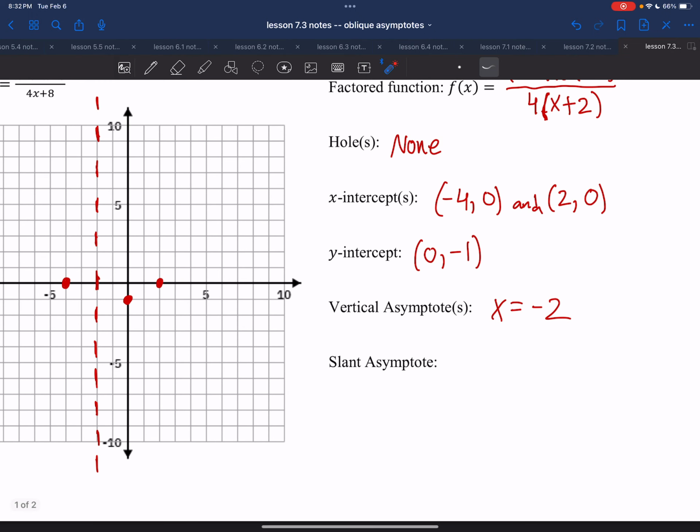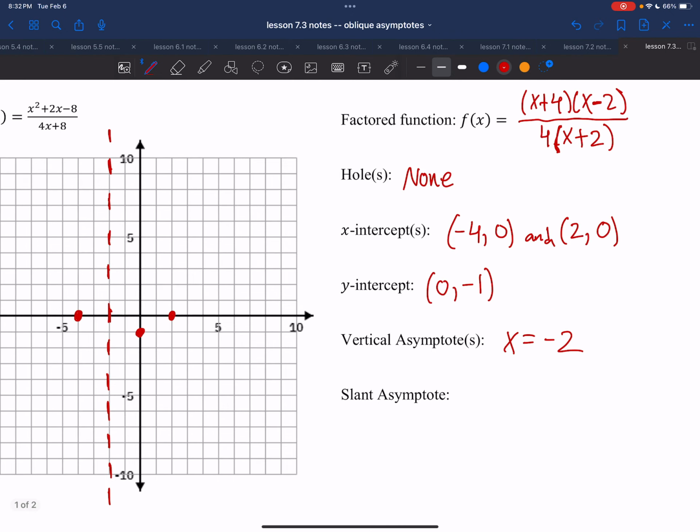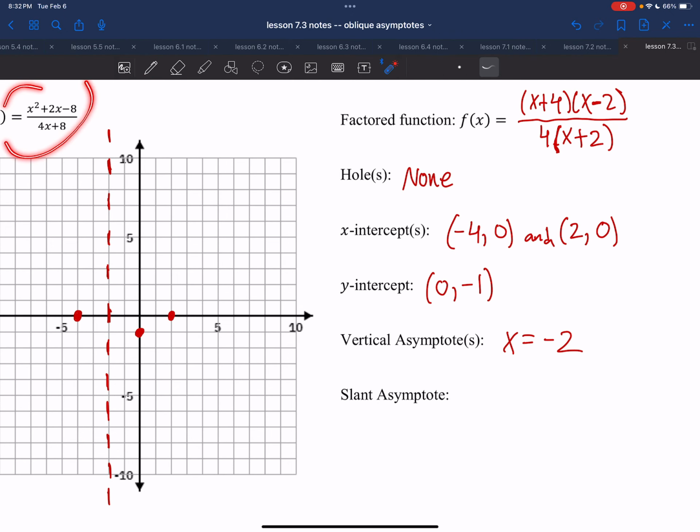But how? How do you find that? I mean, it's not like you could just look at it, right? It requires a little bit more effort than some of these other things, not just factoring. But I said earlier you're going to have to use polynomial long division. So here we go. Let's do it. Look at your fraction, right? Take the numerator, x squared plus 2x minus 8. We're going to divide this by 4x plus 8.